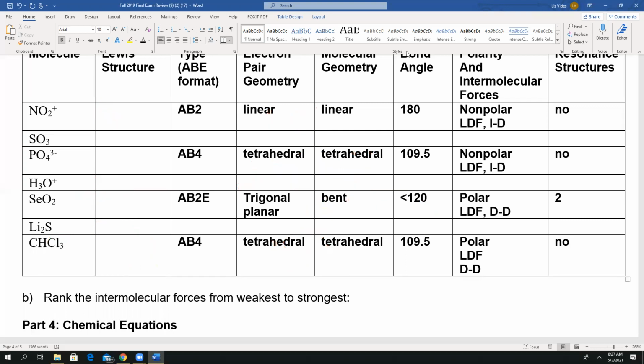Now, for the next one, it says to rank the intermolecular forces from weakest to strongest. Okay, so the weakest is this one, no doubt. That's the weakest of all. Then we would have, it's somewhere between. Ion dipole, I'm going to put it first.